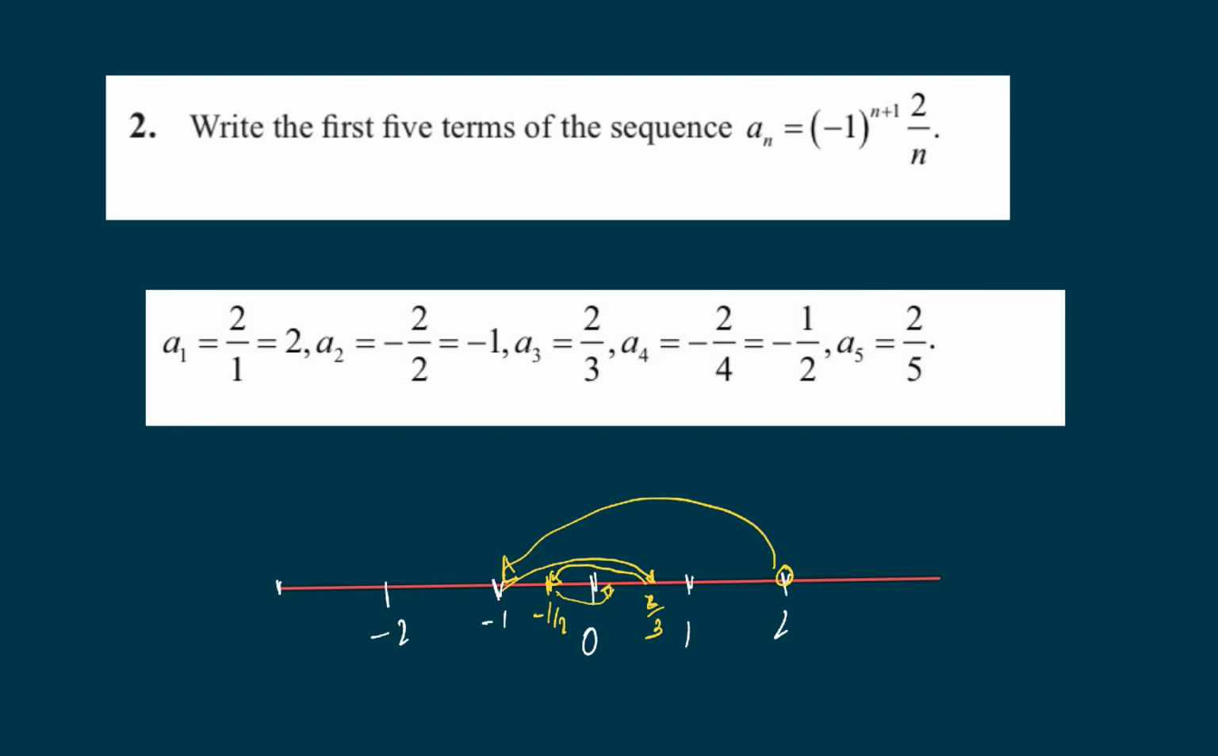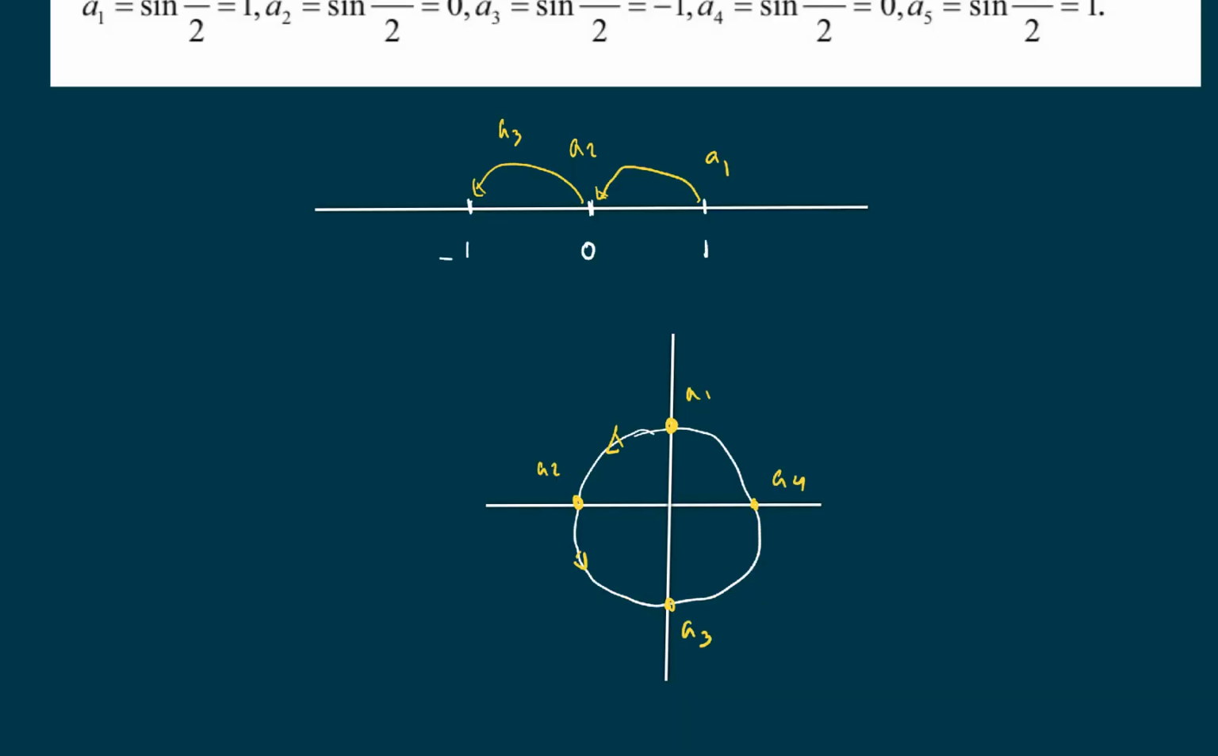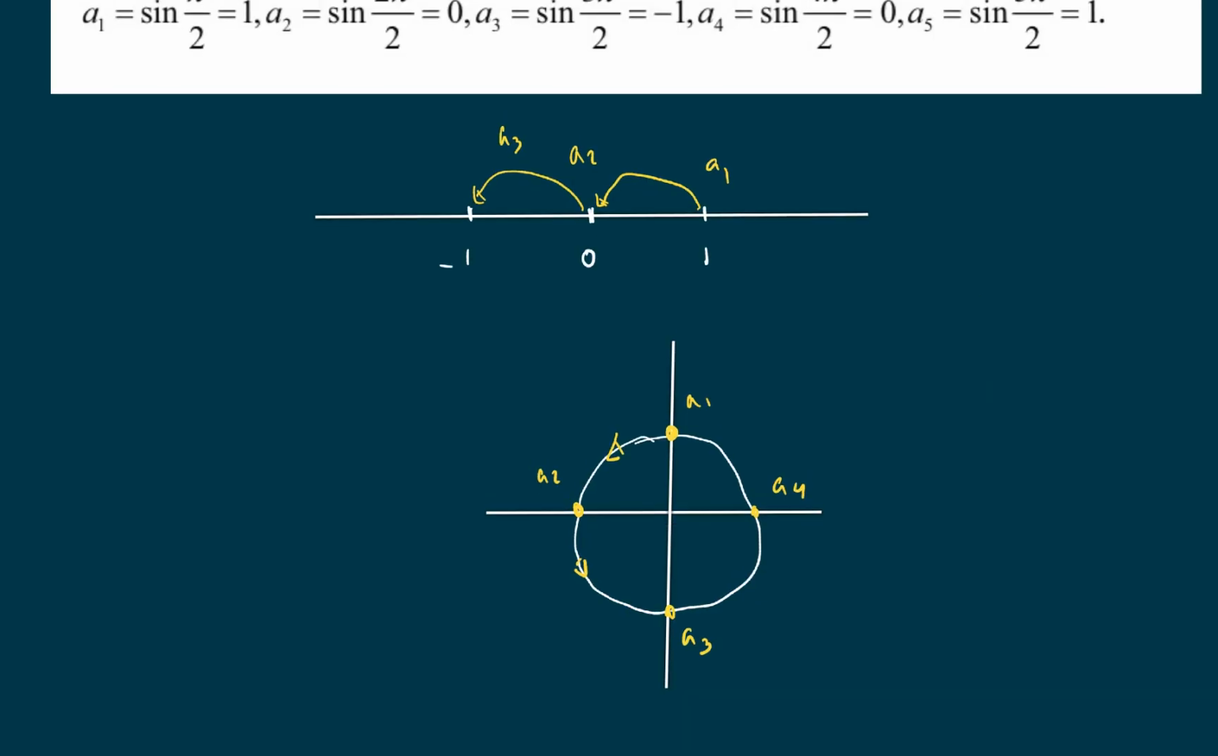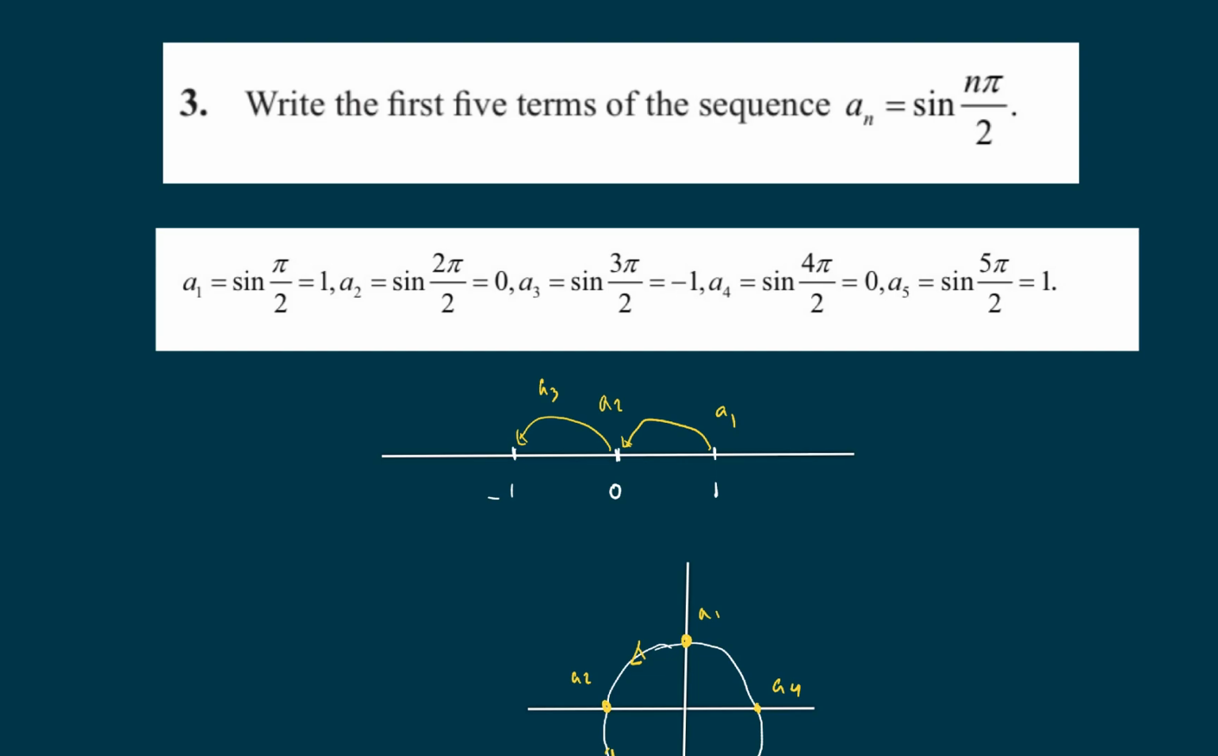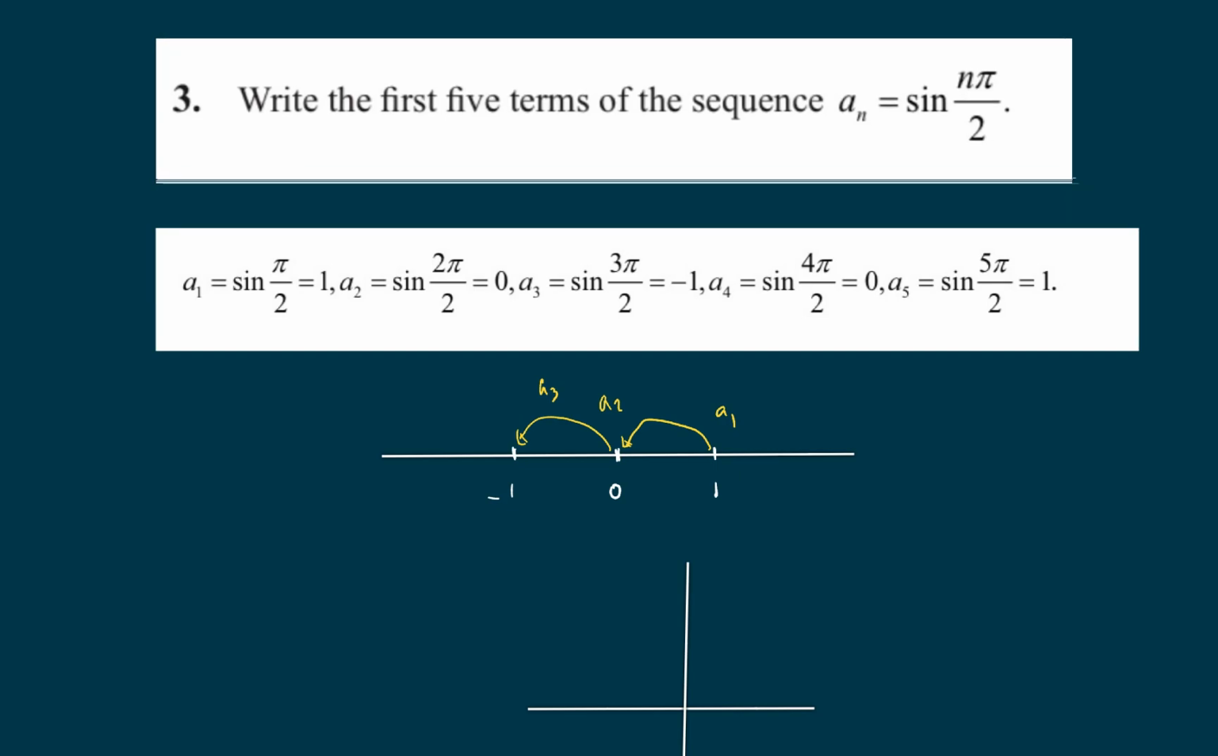Okay, let's go to the next problem. It's the same problem, find the first 5 terms, but now the sequence is different. The sequence is a sub n equal sine of n pi divided by 2. Now the third problem says write the first 5 terms of this sequence. If n is 1, it will be sine of 1 multiplied by pi divided by 2, or sine of pi divided by 2, or 1.